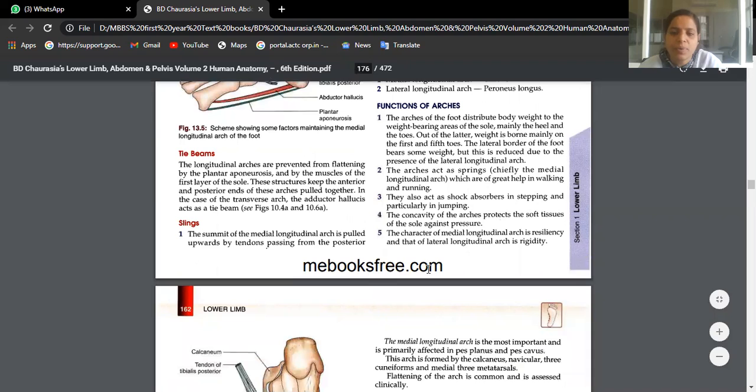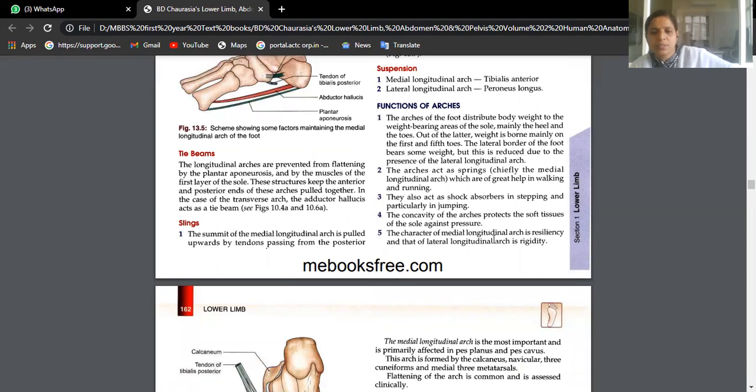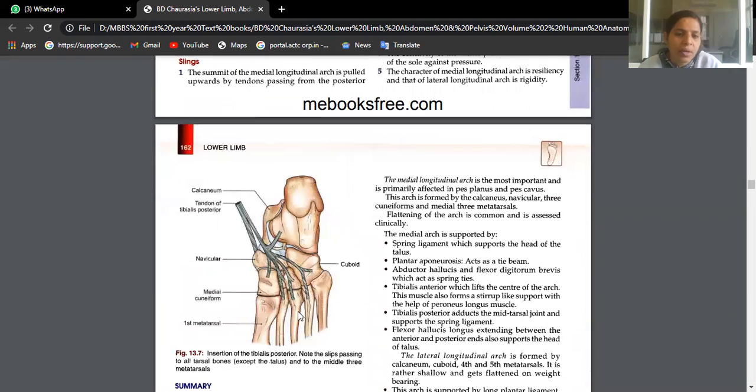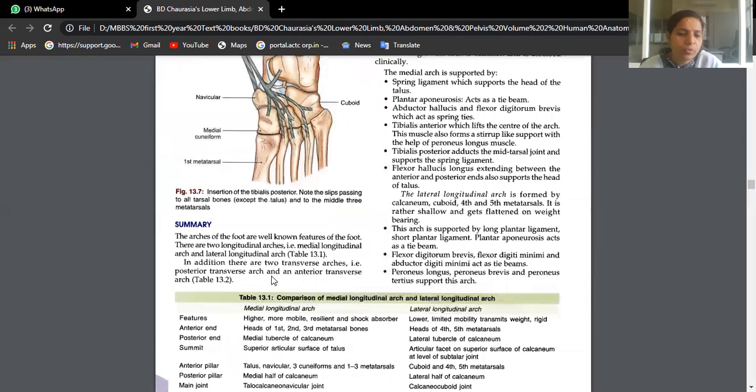The concavity protects the underlying structures. The character of the medial arch is its resiliency, and also it is quite strong, with rigidity. We can see how the tibialis posterior tendon is splitting and giving connection to each and every bone of the foot.